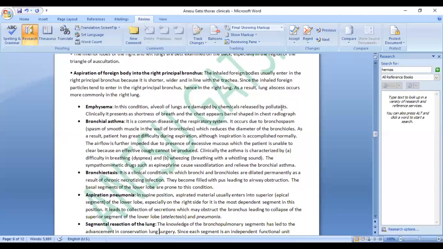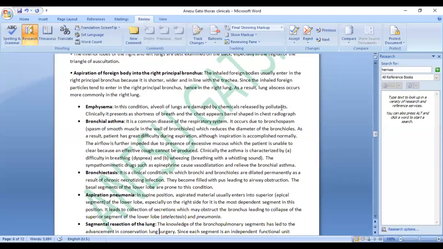Then there's a condition known as bronchiectasis, whereby the bronchi and the bronchioles are dilated permanently as a result of chronic necrotizing infections. They become filled with pus, and this leads to airway obstruction, so you have difficulties in passing air. In this condition, the basal segments of the lower lobes are more prone to damage, on both the left and the right lung, which are the more dependent portions of your lungs.